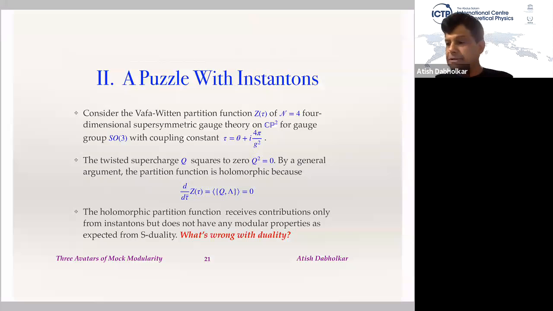Then there is another puzzle with instantons. If you look at the Vafa-Witten partition function, which I think Pavel Putrov will tell you more about, of N equals 4 dimensional supersymmetric gauge theory on CP2 for a gauge group SO3 with the coupling constant tau, then by some general arguments, because the twisted supercharge squares to 0, you can show that d by d tau bar of this function should be 0 because it's Q exact, and therefore in this twisted theory all Q exact quantities vanish.